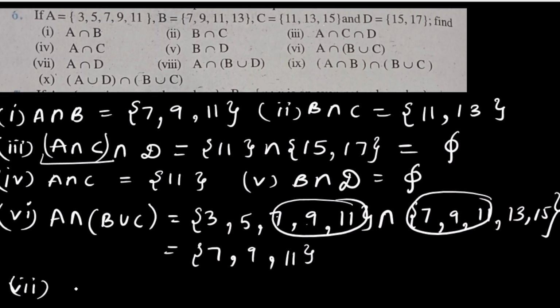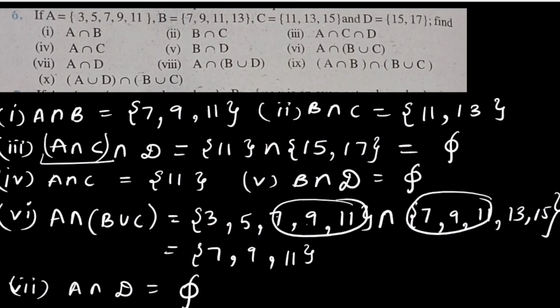Seventh part is A intersection D. So common elements of A and D. A is 3, 5, 7, 9, 11. D is 15 and 17. So no common elements. So A intersection D is the empty set.